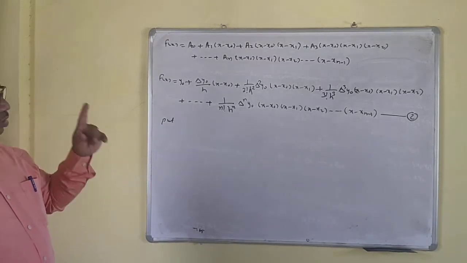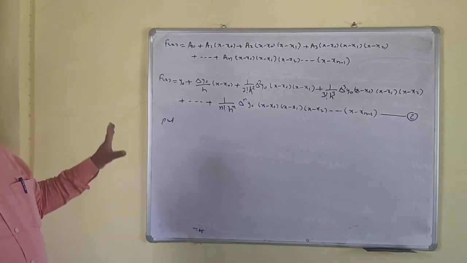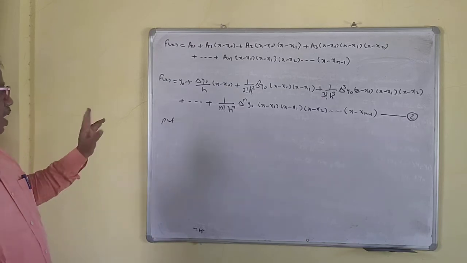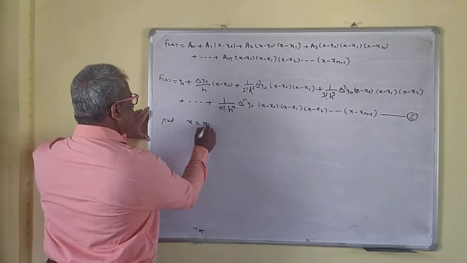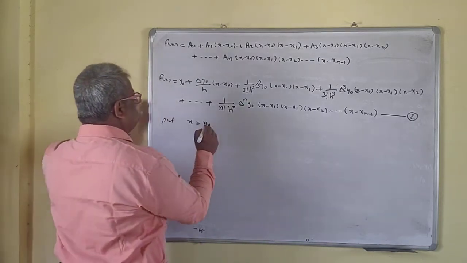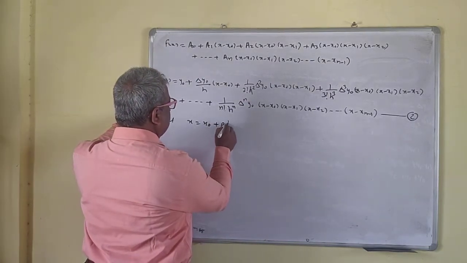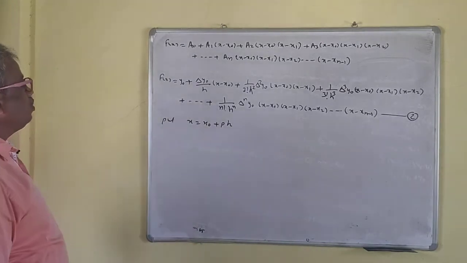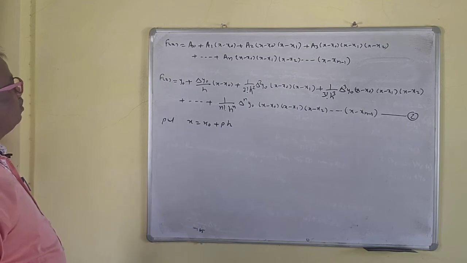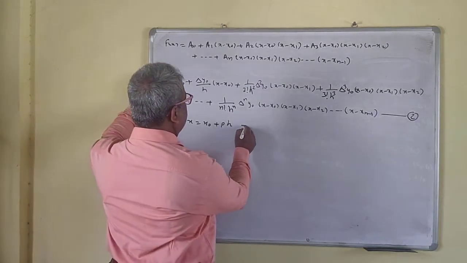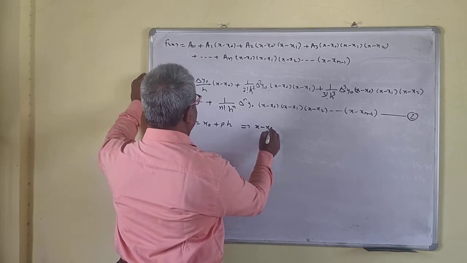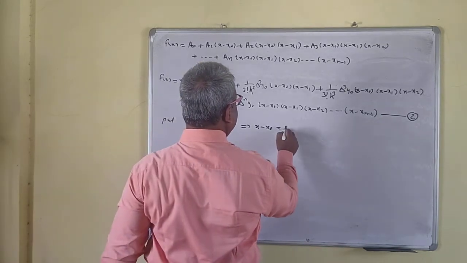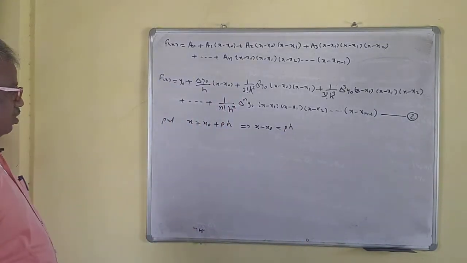This is okay now. But to solve the problems, this is very difficult to remember. So we'll make a simple formula of this by putting x is equal to x0 plus ph. So what do we get then? This implies that x minus x0 is equal to ph.